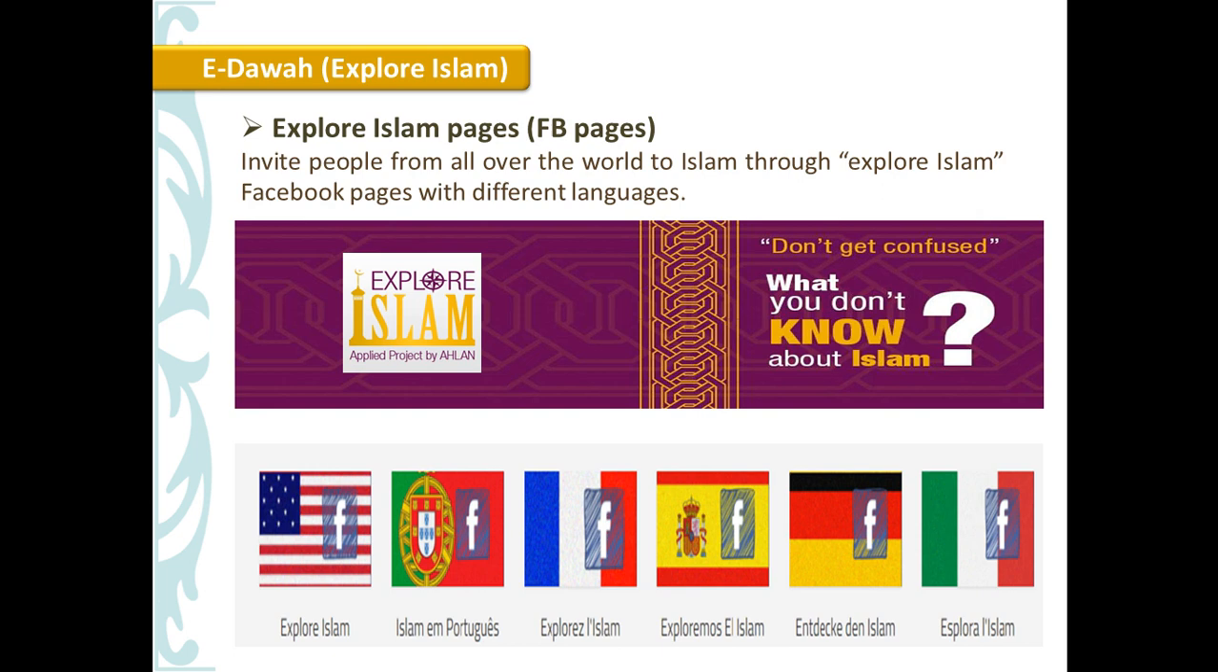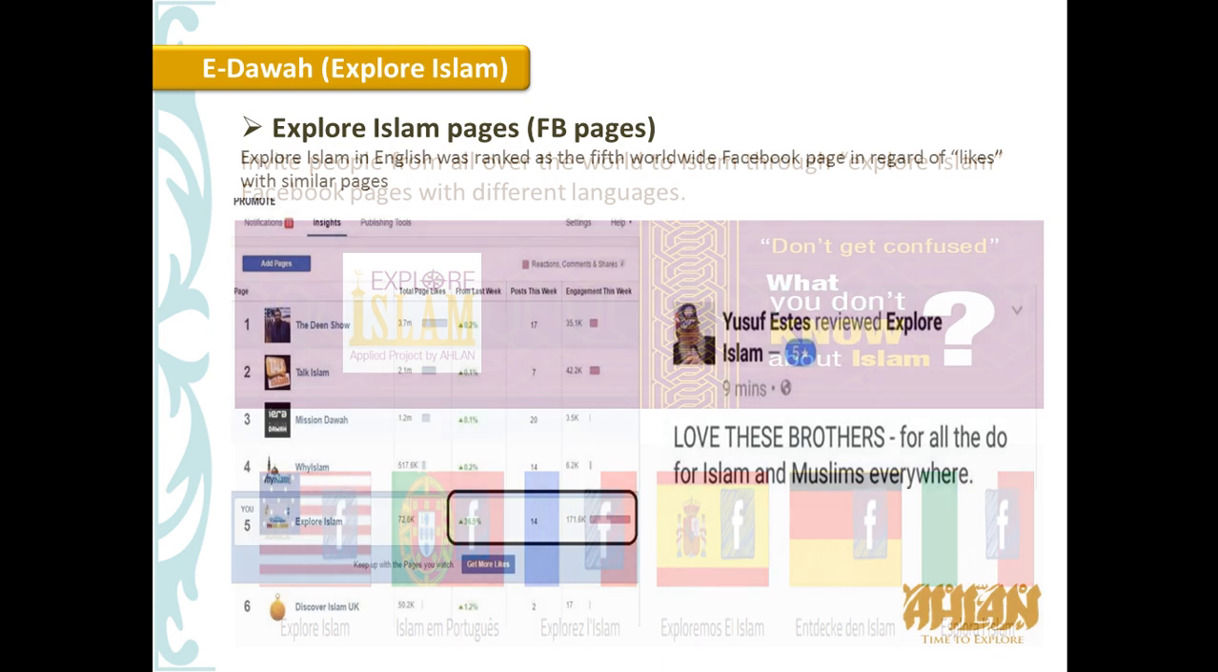Alhamdulillah, many new Muslims are coming from the Portuguese Facebook page, from countries that speak Portuguese, and there are other pages too, in Russian, Korean, and Chinese, but of course the interaction on each page differs according to the number of Facebook users from each country or countries speaking these languages.